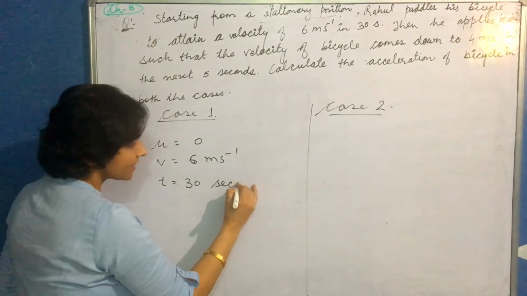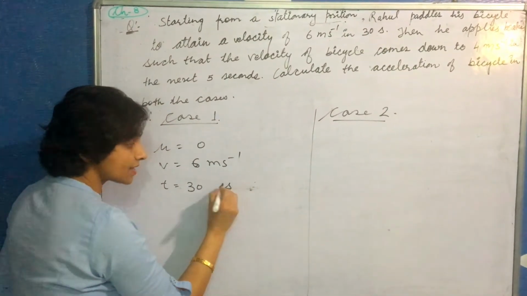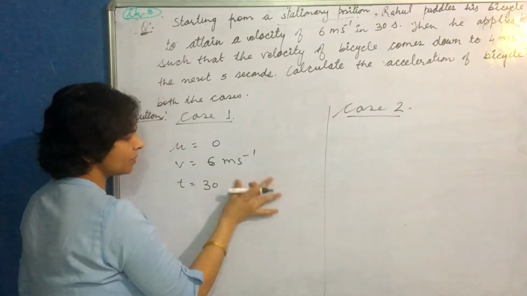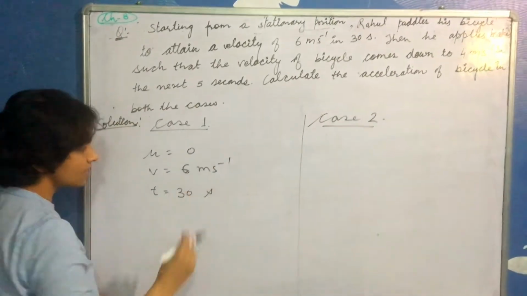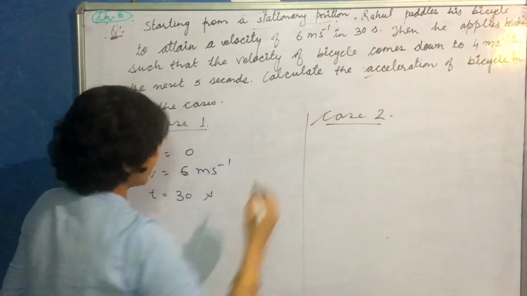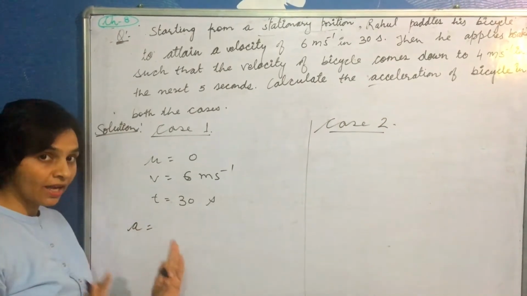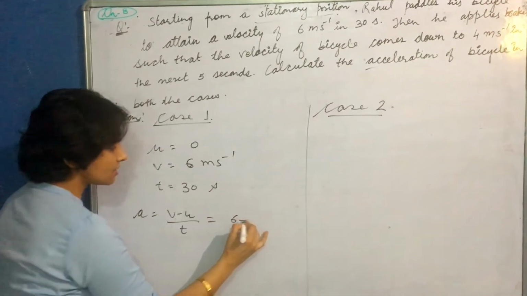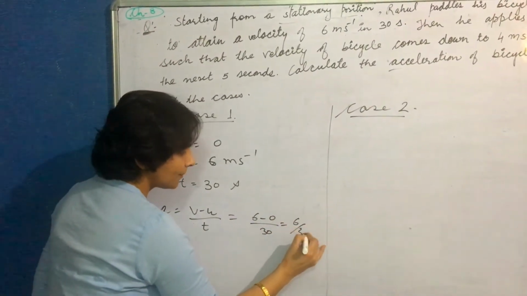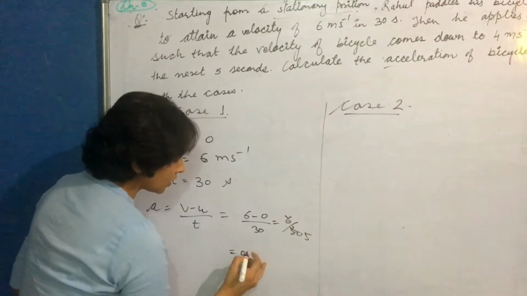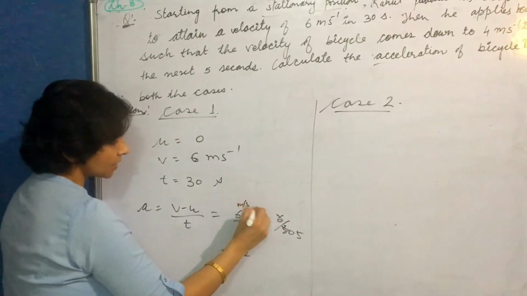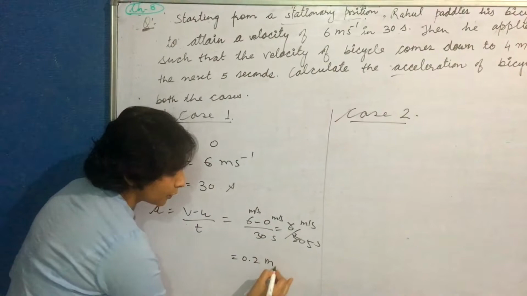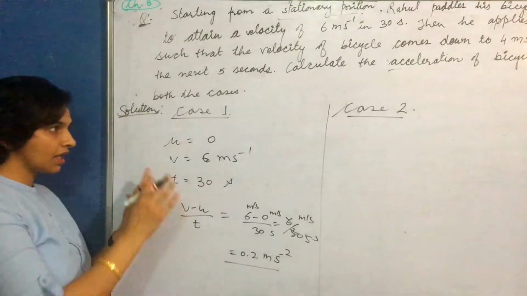See, either write seconds or s, don't write SEC. This is not the way. Many people do it, but that is not right. Now what is to be asked? Acceleration. For acceleration I know only one formula, that is v minus u upon t. So what is v? 6 minus 0 divided by 30. 6 by 30, 1 by 5, 0.2. The unit is meter per second, per second. 0.2 meter per second square in case 1.